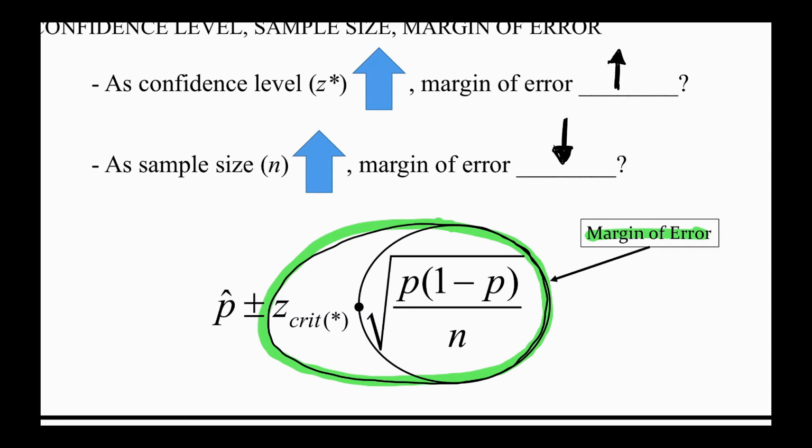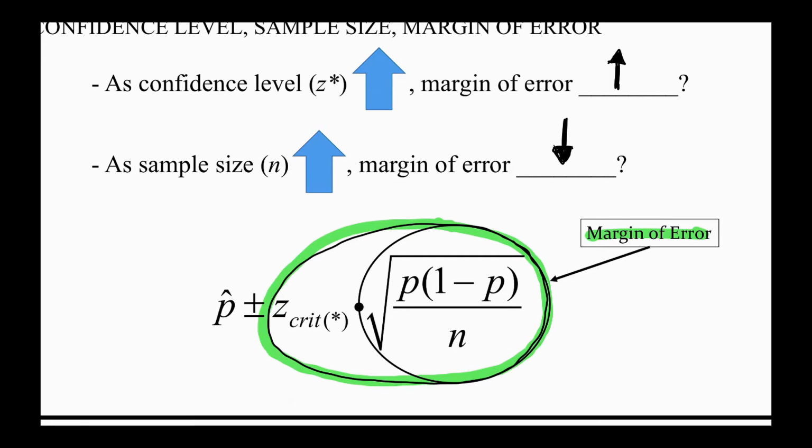So how do I decrease margin of error? Get a bigger sample size, right? Get a bigger sample size. How do I increase margin of error? Become more confident. Become more confident, okay? Or want a higher confidence level, right?